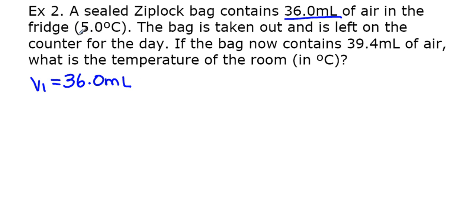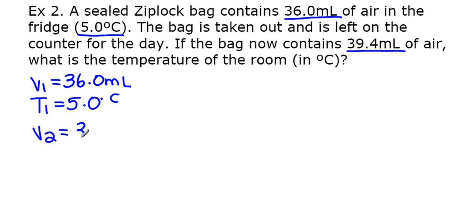And our starting temperature is going to be the fridge at 5 degrees Celsius. Later on, the volume changes, so that's V2. And we want to know what the temperature of the room is. So the final temperature is unknown.